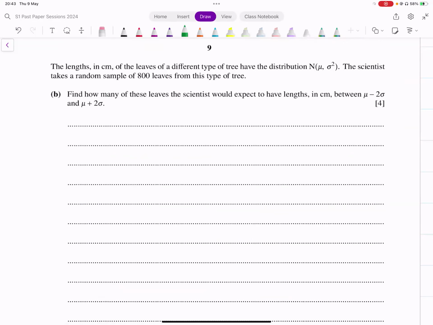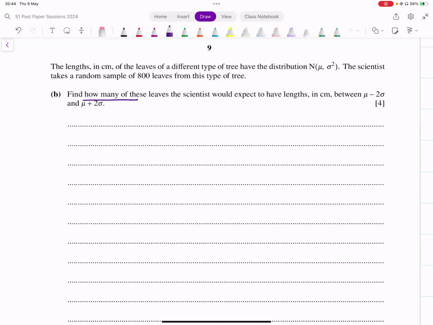The second part says the lengths in centimeters of the leaves of a different type of tree have this distribution. Now, it's not the same type of tree. The scientist takes a random sample of 800 leaves from this type of tree. Find how many of these leaves the scientist would expect to have lengths in centimeters between mu minus 2 sigma and mu plus 2 sigma. Mean is mu and standard deviation is sigma, right? Remember, the second number written in this notation represents variance. Mean is just mu here. So we need to find how many of these leaves.